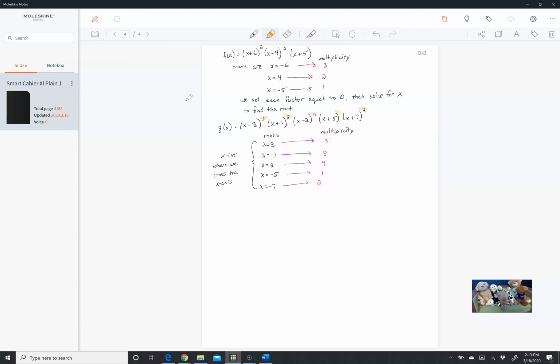Okay, here is what the multiplicity tells us about the graph. It tells us what's happening as we cross the x-axis. So when we cross the x-axis, one of two things could happen. Either it's going to pass through the x-axis, or it's going to bounce off of the x-axis, okay? So if we pass through the x-axis, the multiplicity is odd.